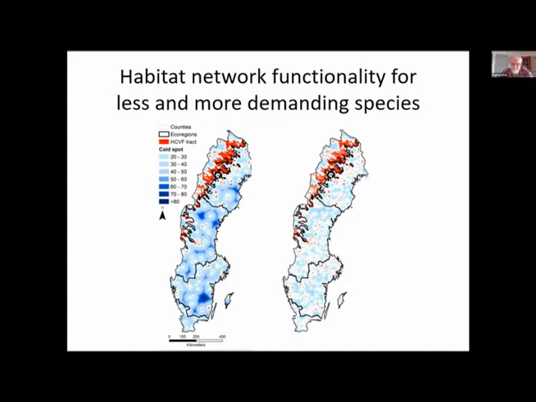And of course, the requirements of the species that you want to model matter very much. On the right hand, there is a species that doesn't demand such large patches, and of course then there is less blue, versus the left map which shows the model for species which are more demanding. And we have validated this using independent bird counts, and these models work nicely.